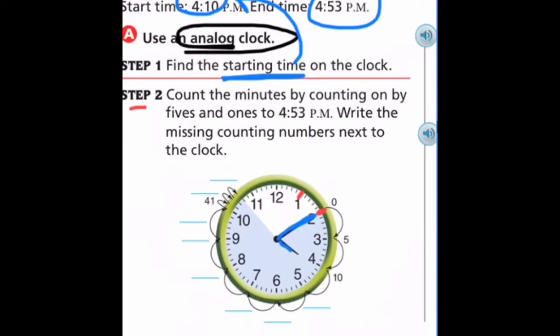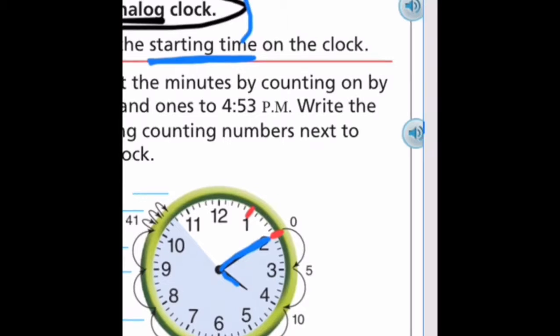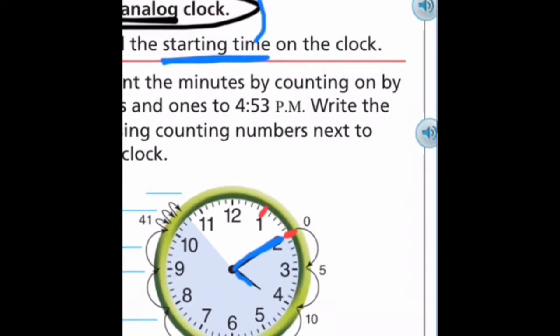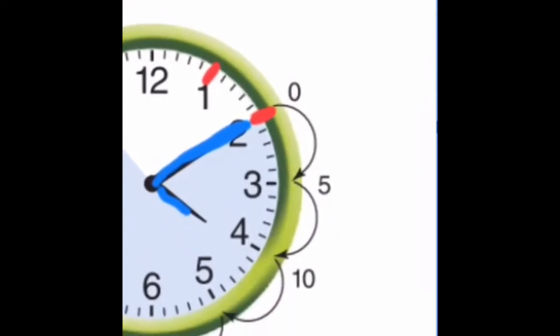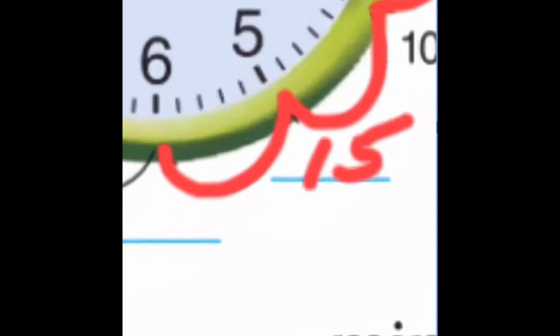Step 2, count the minutes by counting on by fives and ones. And we count by fives because we know this distance right there is 5 minutes. Okay? 5 minutes. 10 minutes. 15 minutes. 20 minutes.